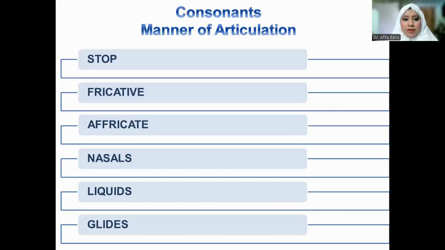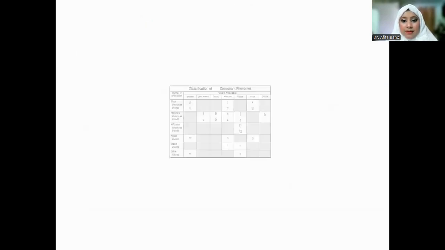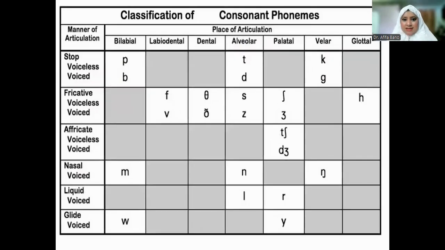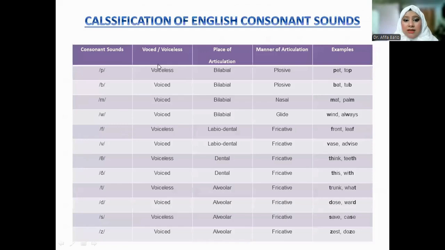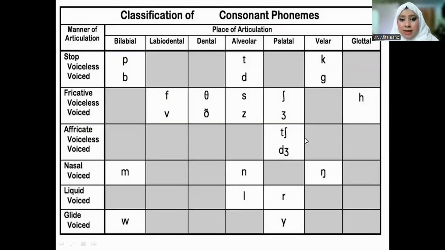So what are the manners of articulation? Stop, fricative, affricate, nasal, liquid, and glides. Now look at this: classification of consonant phonemes, or consonant sounds. Here it is written place of articulation, and on the left side it is manner of articulation. Now these are the sounds of the English language. If I ask you to classify any sound of English, how will you do that? For example, if I ask you to classify the sound na, what is na?